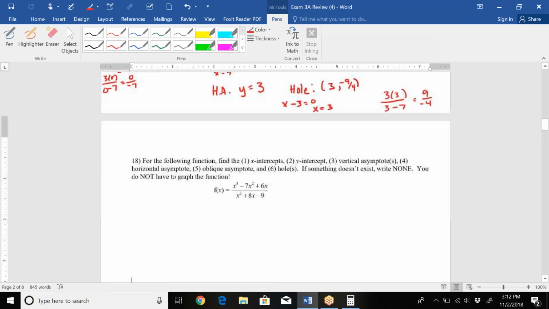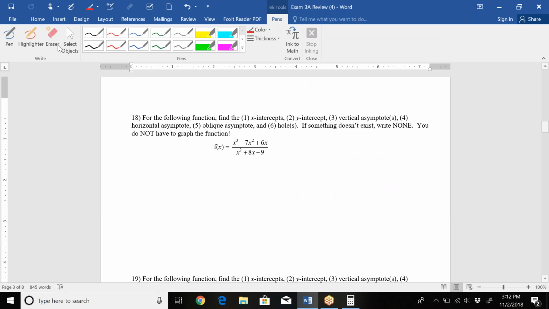Same thing for number 18. We're just going to go through and figure out all of the different pieces. I can pull an x out of the top first. That would leave me with x squared minus 7x plus 6, which I can factor again. That would be x times x minus 6, x minus 1. On the bottom here, I have x plus 9 and x minus 1. I'll bring that over.